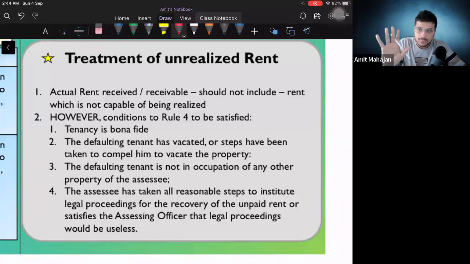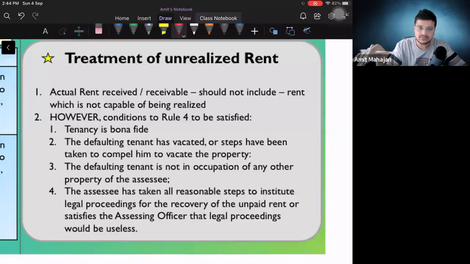इसका मतलब क्या? For example, I'm your tenant, you are the owner. First of all, tenancy has to be bona fide. मतलब I'm actually staying in your property. Second, the defaulting tenant मतलब मैं has vacated or steps have been taken to compel me to vacate the property. मतलब तुम लोगों ने कुछ तो ऐसे लेटर लिखना चाहिए, ईमेल लिखना चाहिए, भाई निकल अभी, तू पैसा नहीं दे रहा है. You should take some steps.